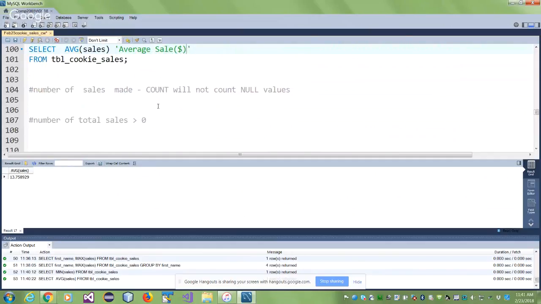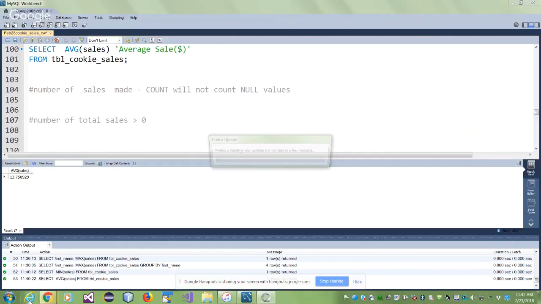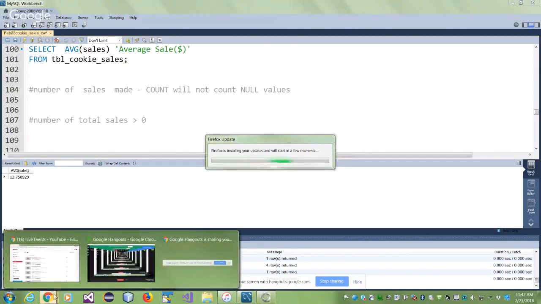Okay, and these are also called aggregate functions. If you look them up in the manual, they're also called aggregate because they're working on a group. It's an aggregate function, right? These all come under the category of aggregate functions. It's not tough. If you open up the manual, that's all you have to do. Oh, Firefox is installing something. That's why.